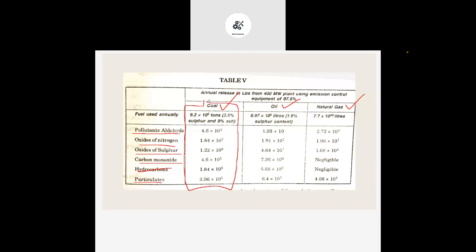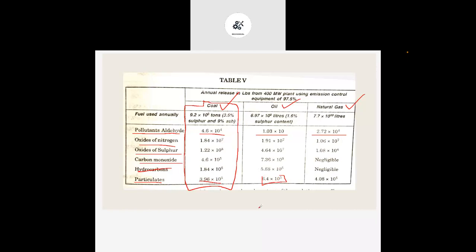Okay, so you can see the thermal power plant which is working on coal will emit most of the pollutants. When we compare these values with the oil-based and natural gas-based pollution, you will see the maximum pollution is produced whenever we use coal as a fuel. If you consider the particulate matter, the particulate matter emitted by this coal-based power plant is 3.96 into 10 raised to 5 pounds per second.